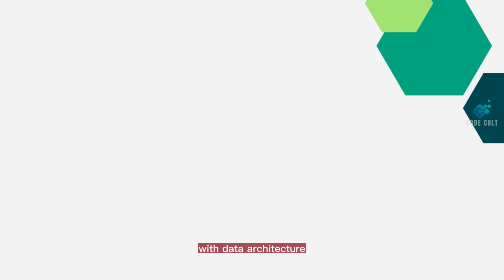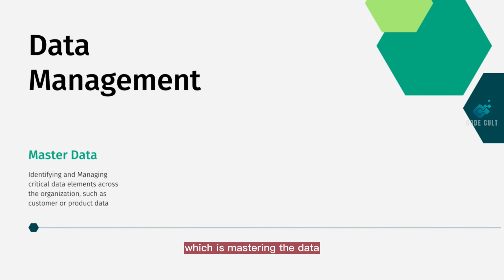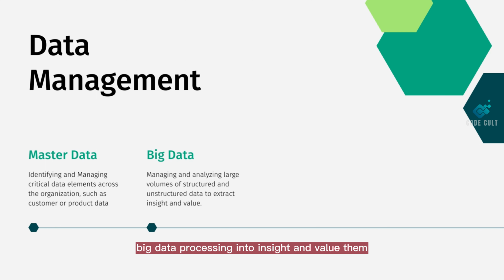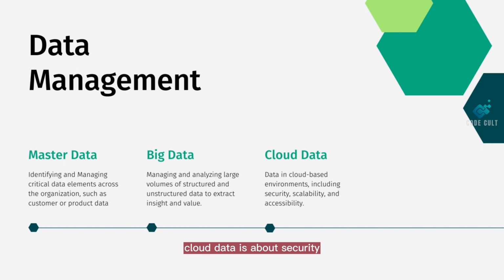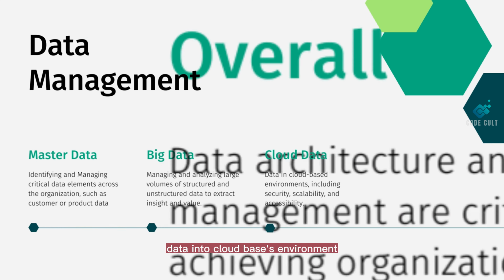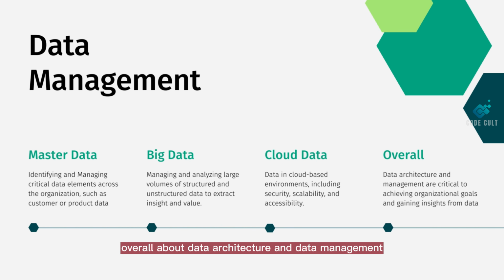With data architecture, we also have data management, which is mastering the data, like identifying and managing critical data elements. Big data is processing data into insight and value. Cloud data is about security, scalability, and accessibility of data in a cloud-based environment. Overall, data architecture and data management are critical to achieve organizational goals and gain insights from data.